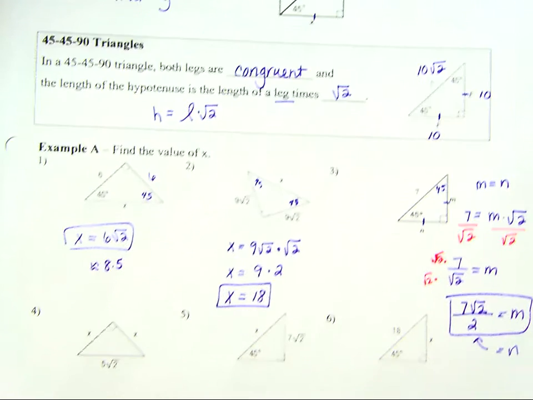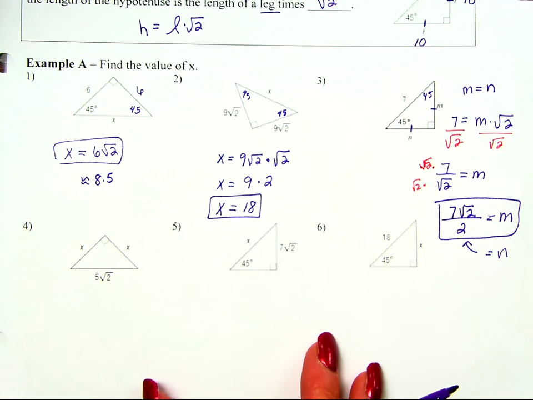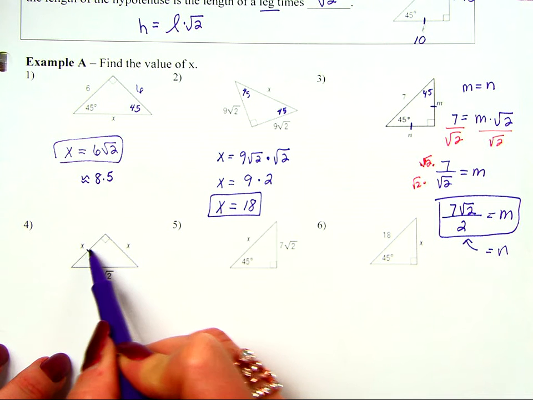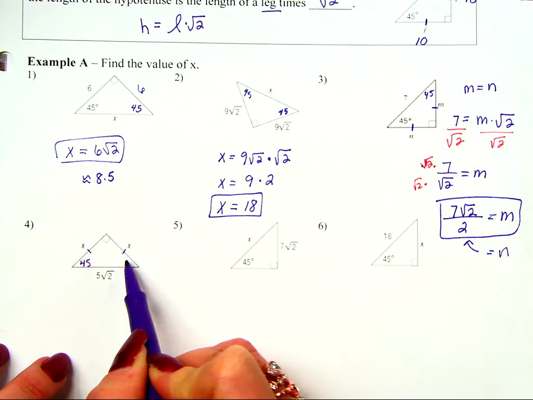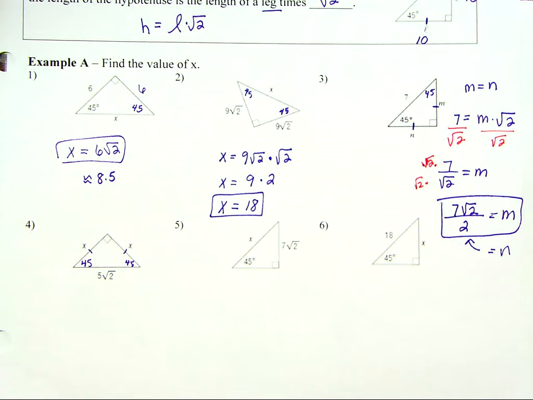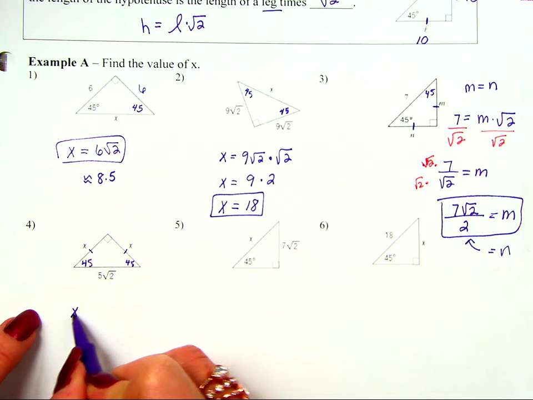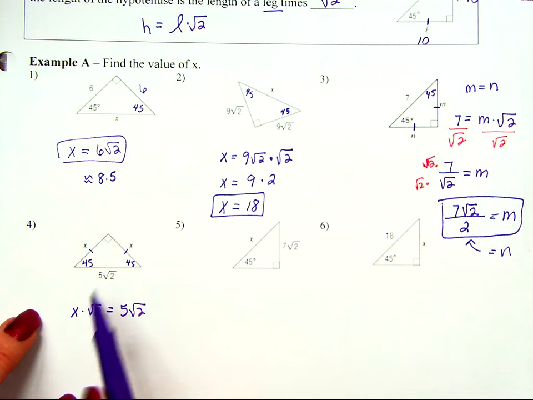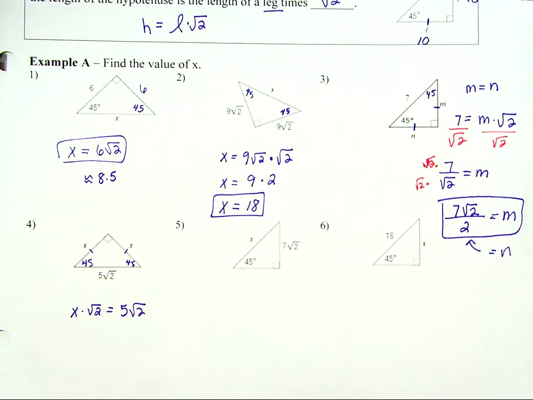Let's look at number 4. On number 4, I can see that if these are x and x, it's isosceles. So this must be 45, 45, 90. My hypotenuse here is 5 root 2. This is actually going to be similar to what we just did. We're looking for my value for x. Now in this case, my side length is going to be smaller. I know that x times root 2 equals 5 root 2, my hypotenuse. My side length times root 2 equals my hypotenuse.